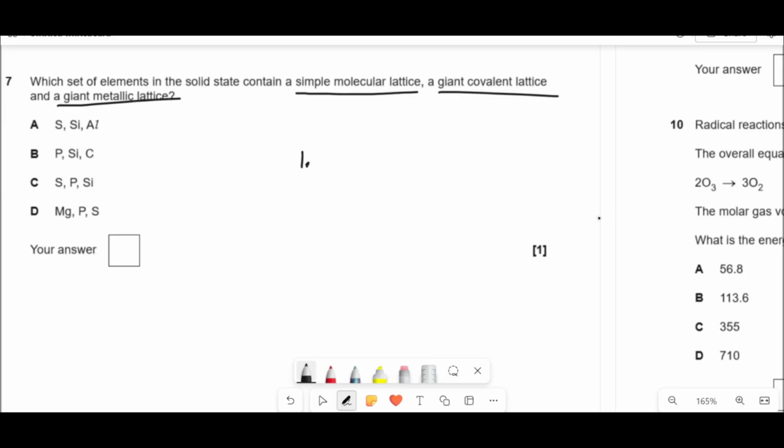It can be as much as you want. So sulfur normally exists as S8. That's a simple molecule. I know there's 8 of them, but that's a simple molecule. And then giant covalent lattice, silicon can form that. And aluminium is a metal, so it's got to be A.